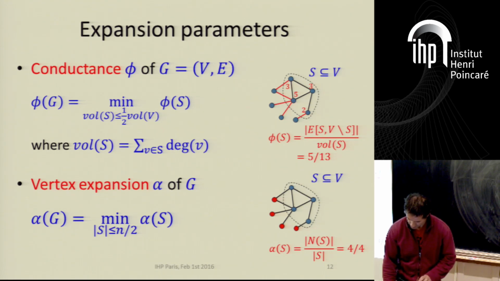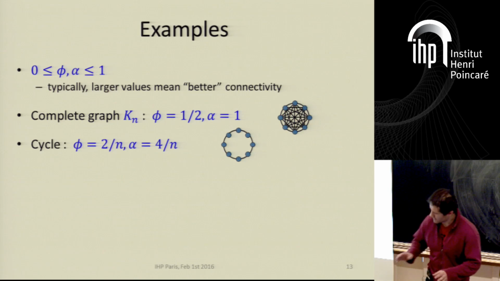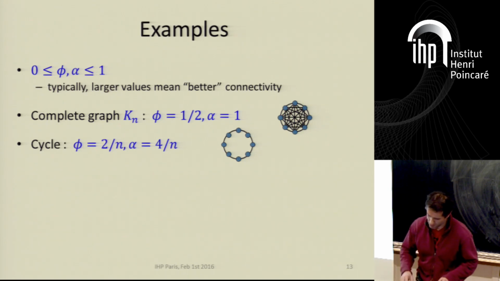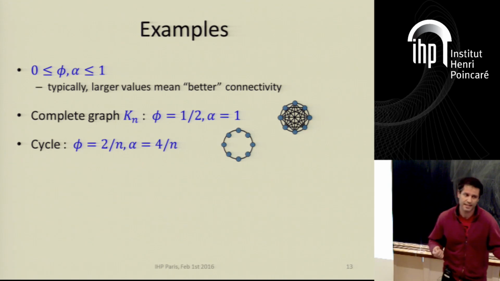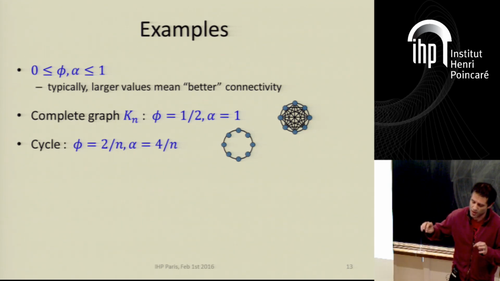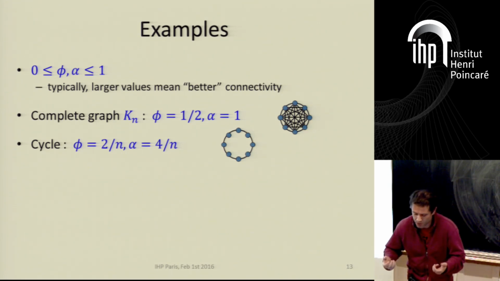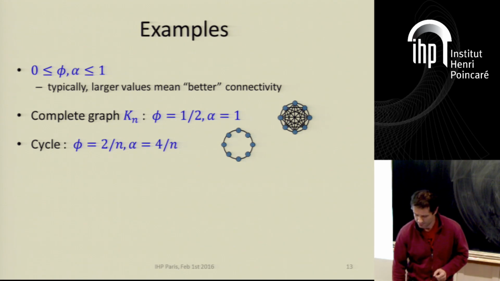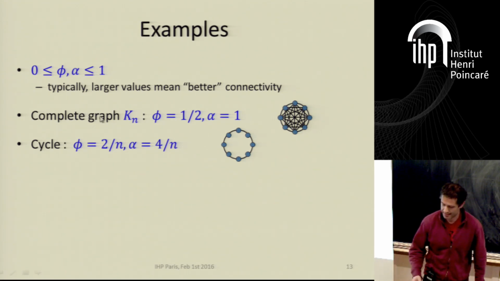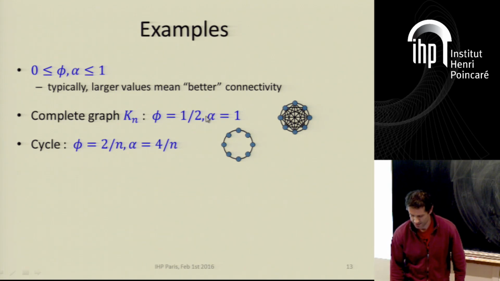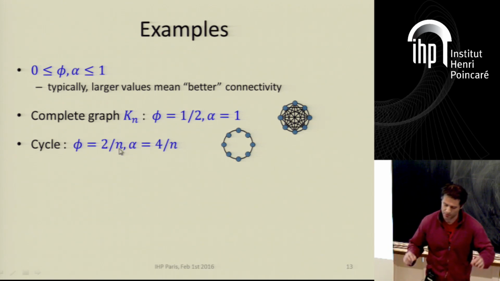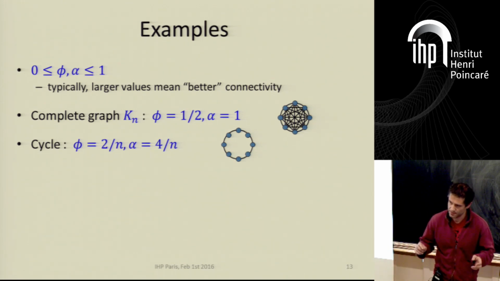Very quickly, both parameters take values between 0 and 1. 0 means the graph is disconnected. Values closer to 1 typically mean better connected graphs. For example, a well-connected graph is the clique. Both parameters have value close to 1. A graph that is not well connected is the cycle. Both expansion parameters have value close to 1 over n.